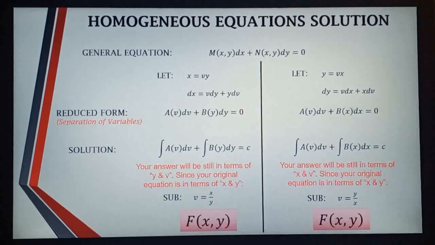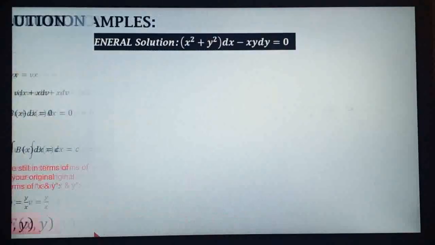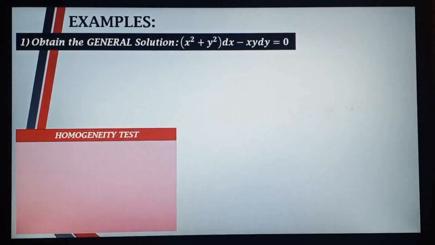So let's try an example para mas madaling intindihin yung solution of the homogeneous equation. Okay, example number 1, we have to obtain the general solution of the given, which is the quantity of x squared plus y squared multiplied to dx minus xy dy equated to 0. So we have to test first if the equation is homogeneous or not. So we have the homogeneity test.